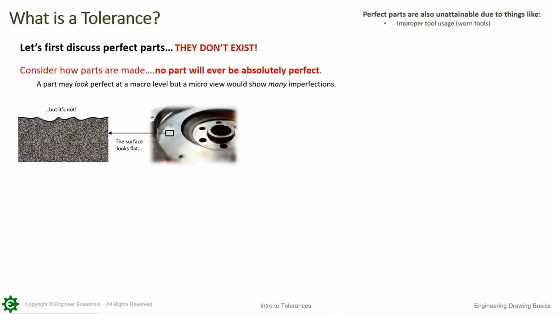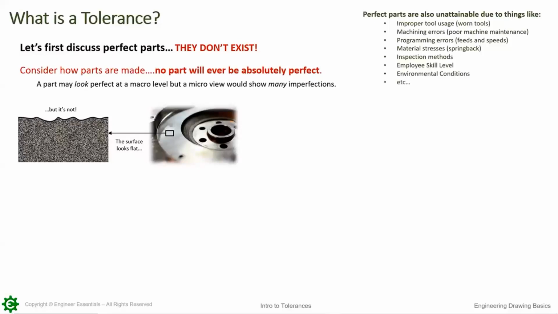Perfect parts are also unattainable due to things like improper tool usage or worn tools, machining errors, programming errors, material stresses, inspection methods, employee skill levels, environmental conditions, or many other things, including just sometimes bad luck. So how do we define what level of imperfections are acceptable?